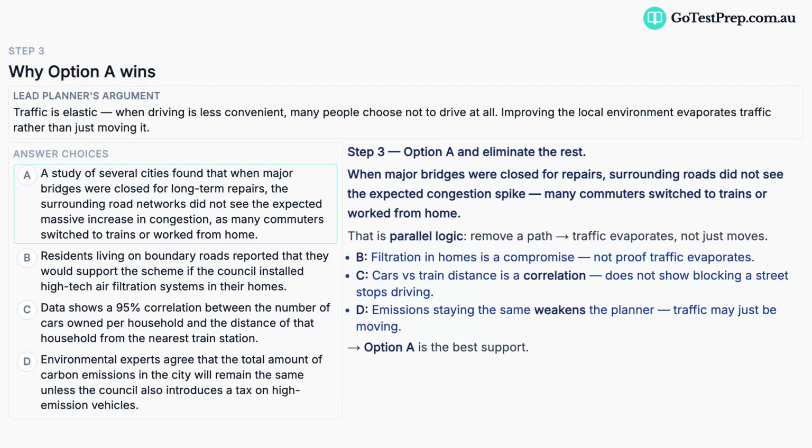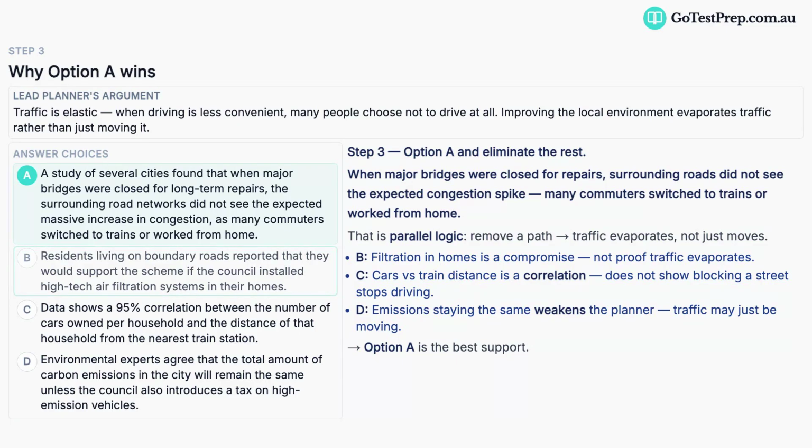Right, step 3. Why option A wins. Look at option A. When major bridges were closed for long-term repairs, surrounding roads did not see the expected massive increase in congestion. Many commuters switched to trains or worked from home. That is parallel logic. Remove a path and traffic evaporates instead of just moving.